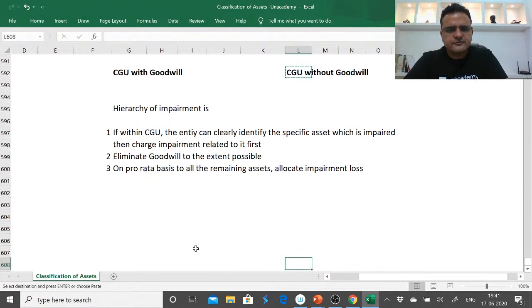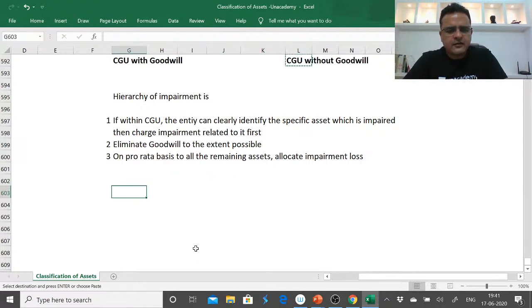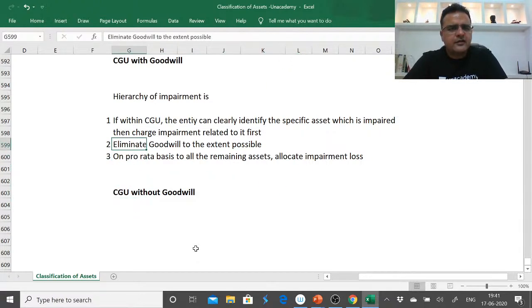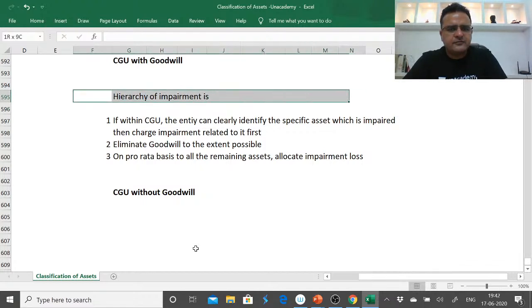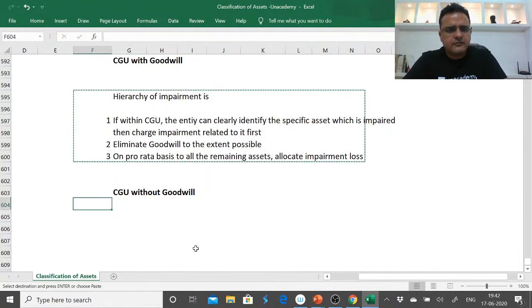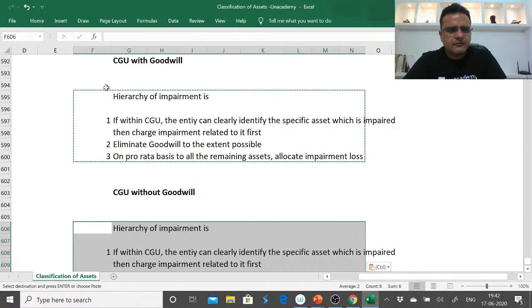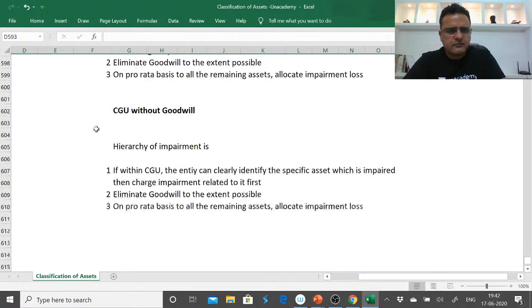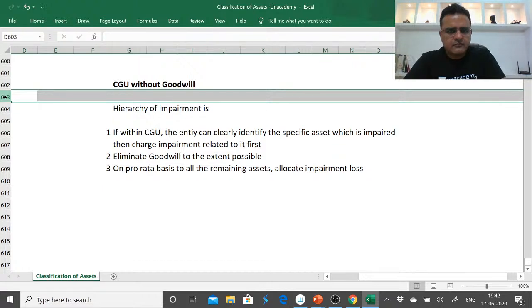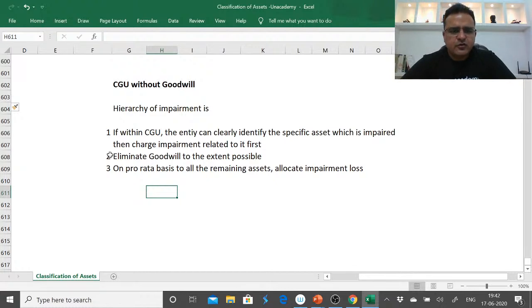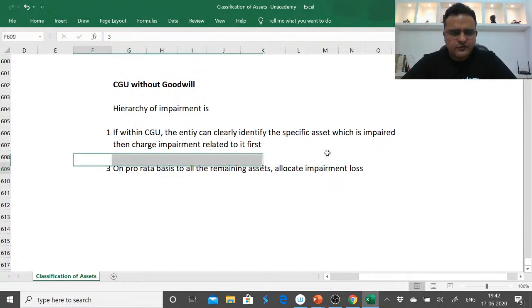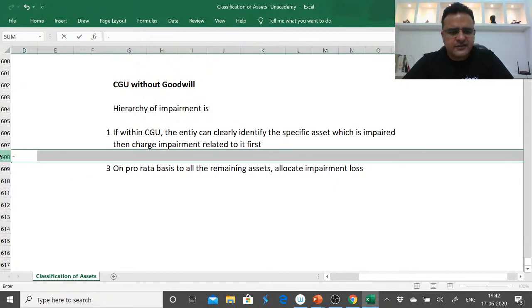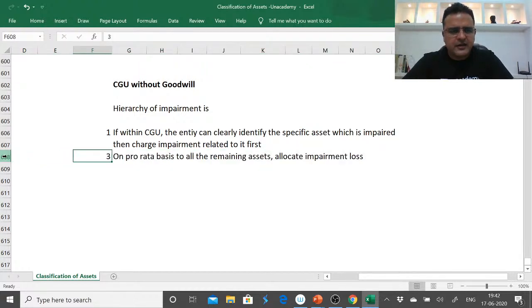CGU without goodwill, then the hierarchy of impairment in that scenario will be: there is no goodwill now. So if you know specifically any asset which is specifically impaired, we can charge impairment to that particular asset. Otherwise, we'll allocate it on pro rata basis to all other remaining assets.